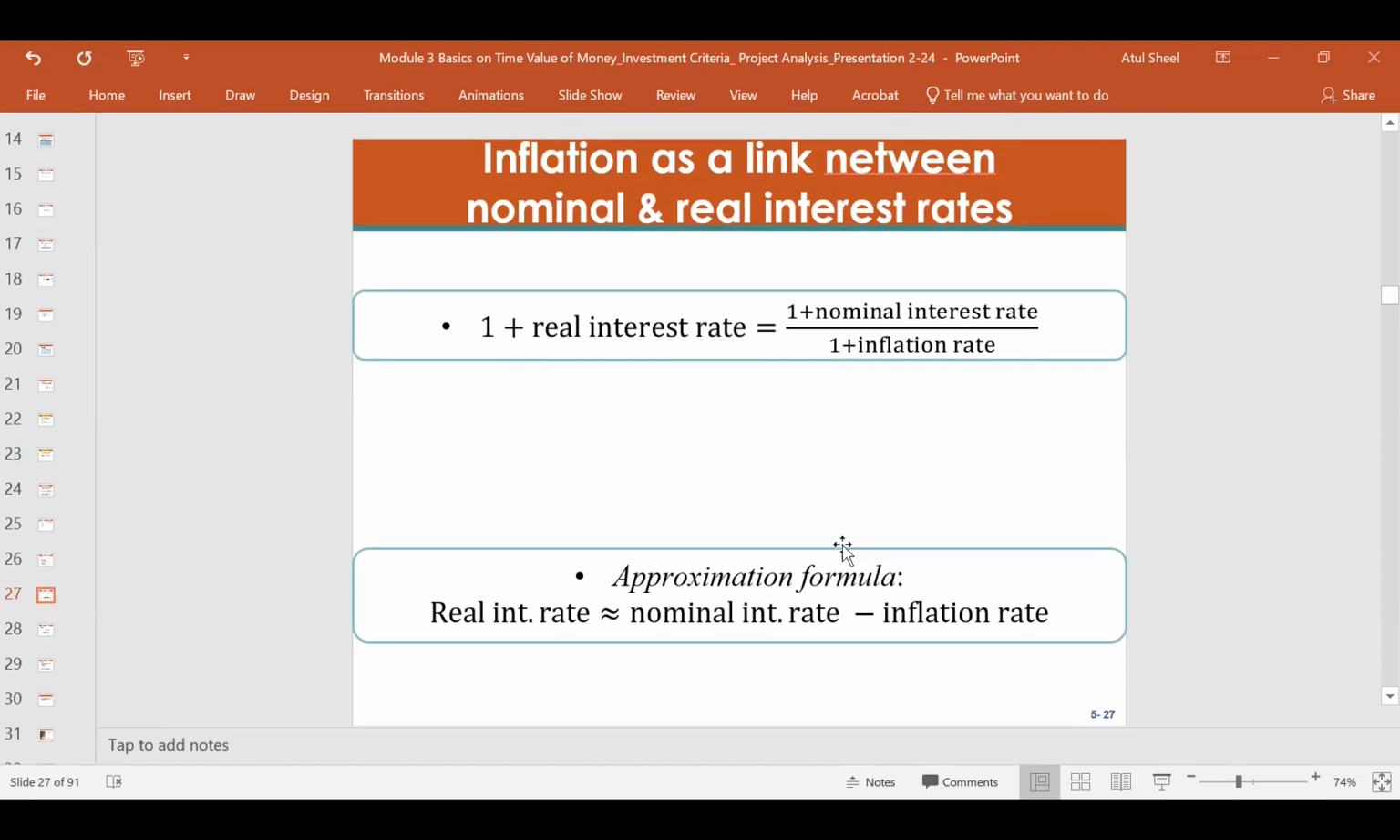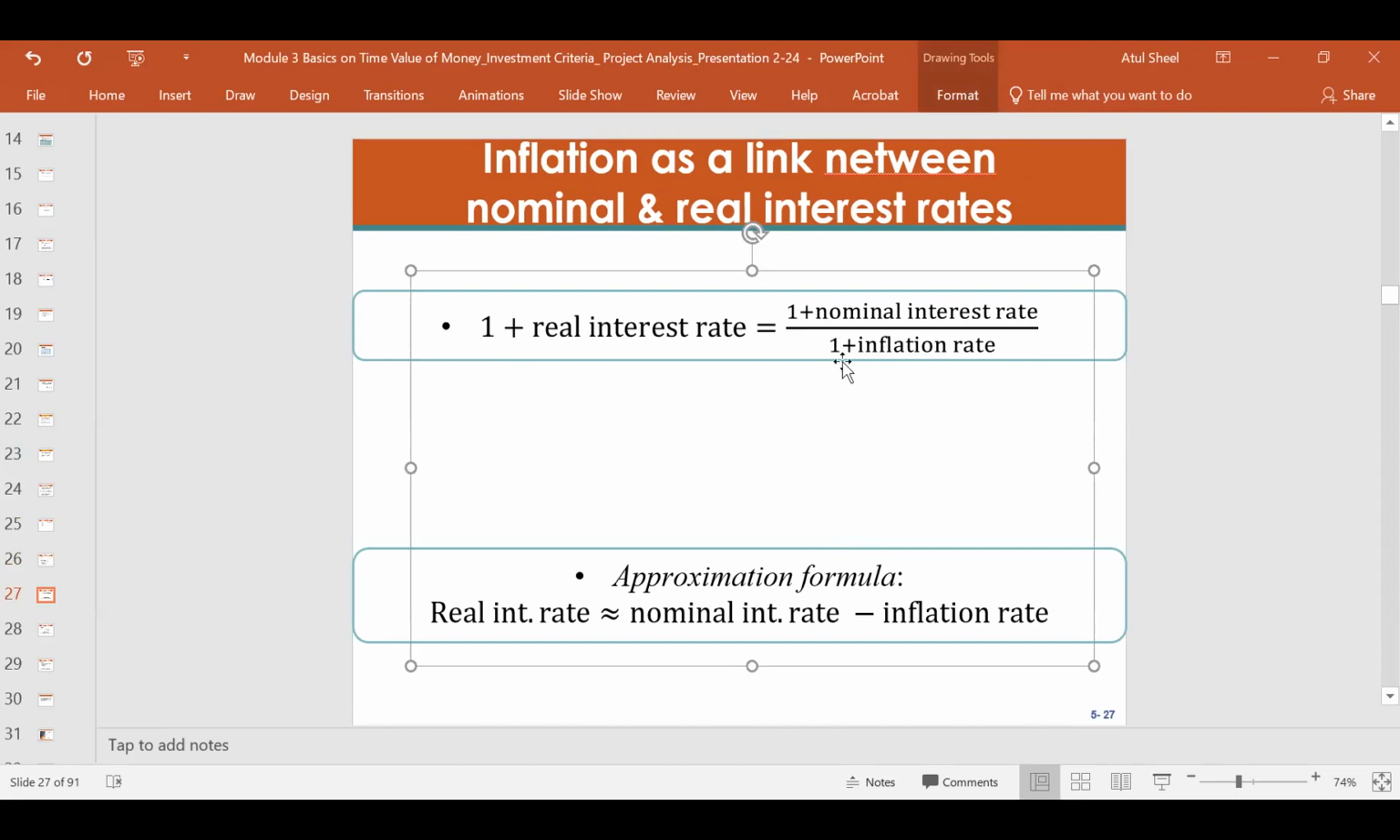So let us know the link between these two. When you want to get the real interest rate, the link between the two is inflation, right? Nominal and real, the link is inflation. So 1 plus the real interest rate equals 1 plus the nominal interest rate divided by 1 plus the inflation rate.